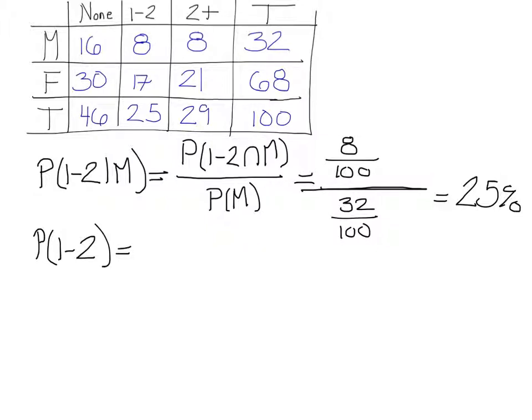Well, the probability that you have 1 to 2 years of experience, I know that there are 100 people in total, and if I take a look at my chart, there are 25 people that have 1 to 2 years of experience regardless of their gender, so that's going to be 25 over 100, and that's going to also be 25%. So what we can conclude is the probability that you have 1 to 2 years of experience, given that you're male, is equal to just the probability that you have 1 to 2 years of experience. So gender doesn't seem to matter in that regard.